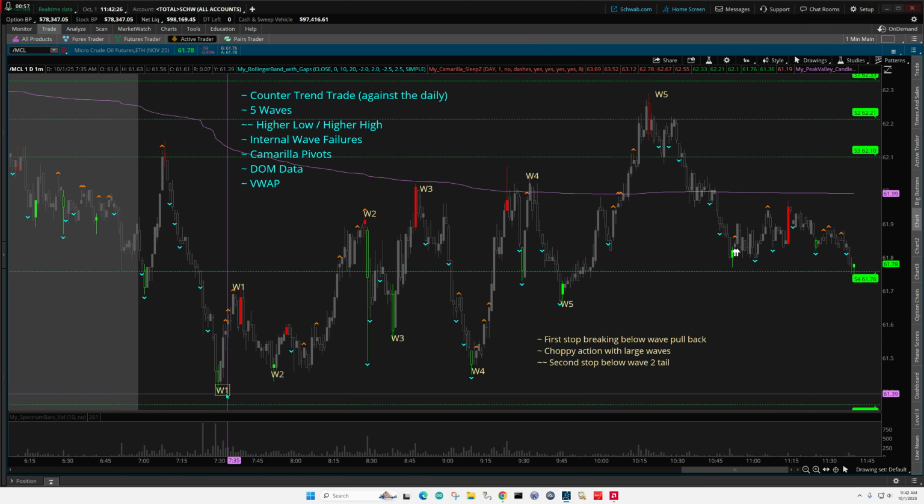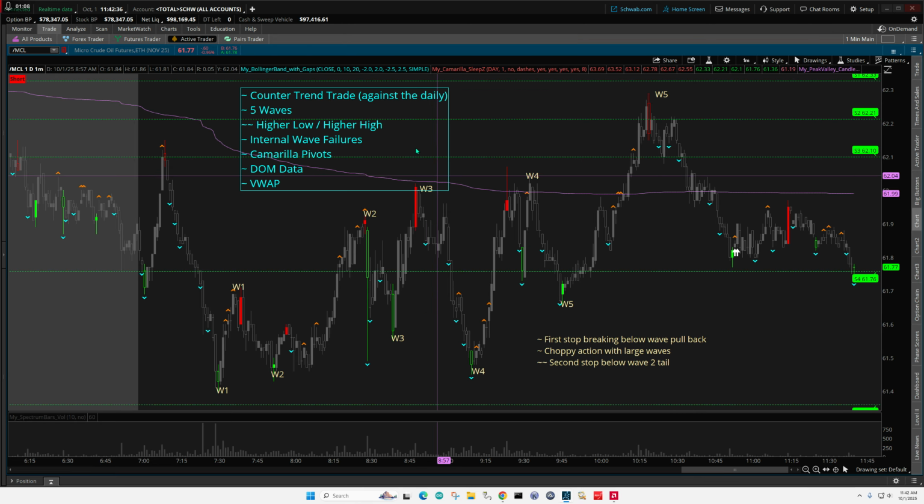I've documented the 5 waves. Here's wave 1 up, wave 2 up, wave 3 up, wave 4 up, and wave 5. If you want to get into the technical details of what makes a wave, you can watch my previous videos. Waves are also just another way to think of them as higher lows and higher highs. So waves up would be higher lows and higher highs.